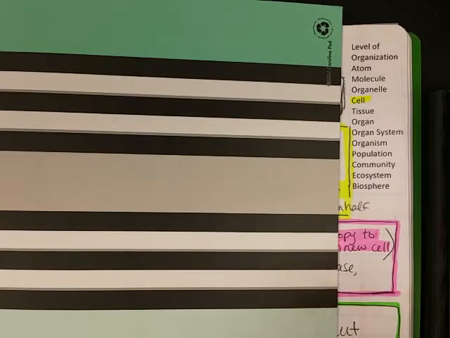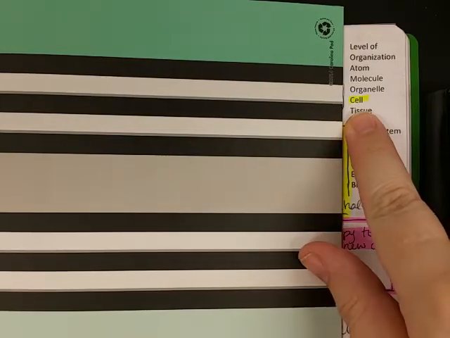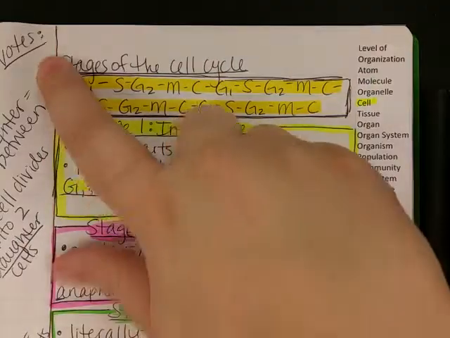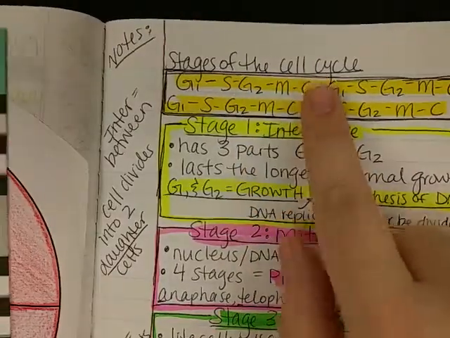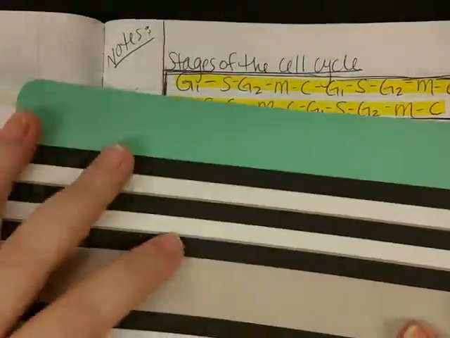Good morning. Today we are doing notes over the cell cycle. These are the actual stages that the cell goes through in order to replicate itself. So we're going to start once again with our levels of organization. You're only highlighting cell because that's all that we are talking about today. You need your Cornell notes over here on the side, and the title is Stages of the Cell Cycle.